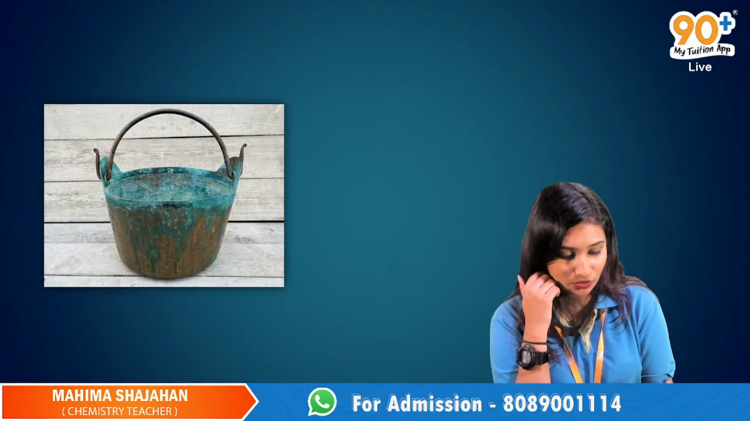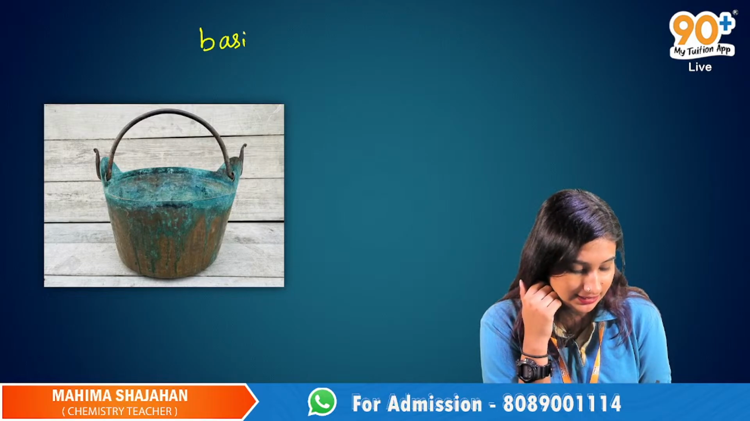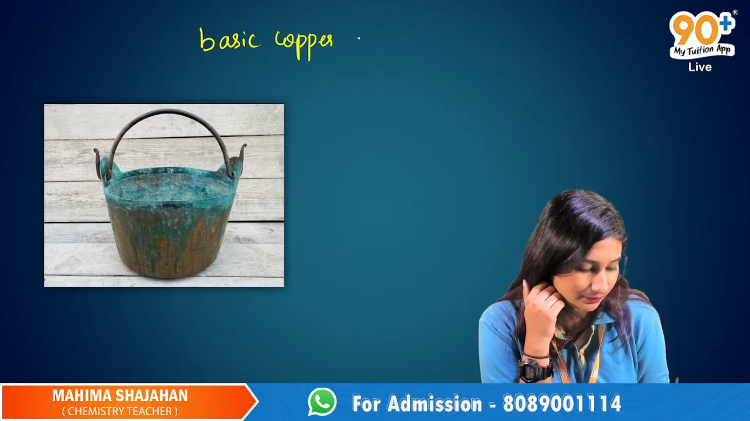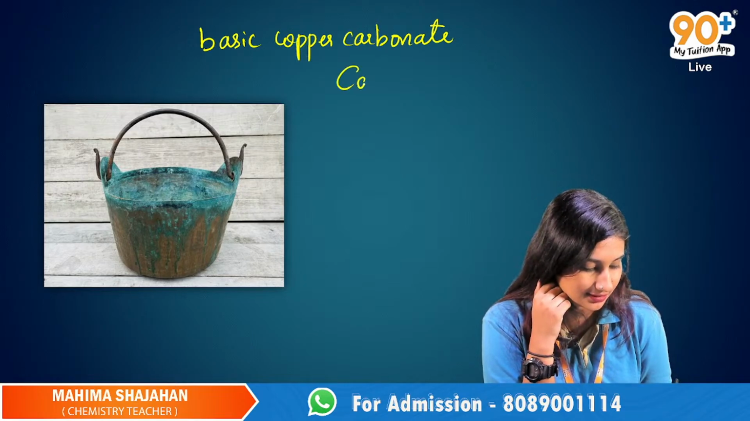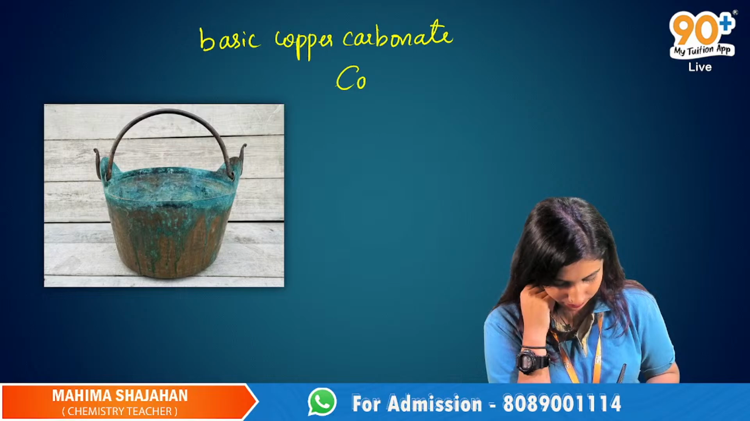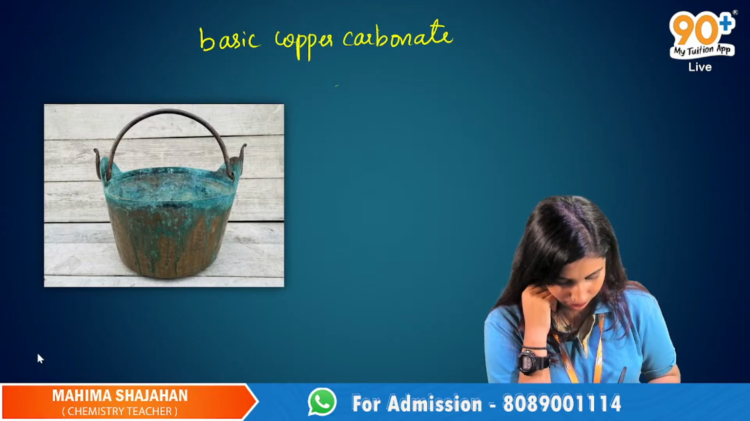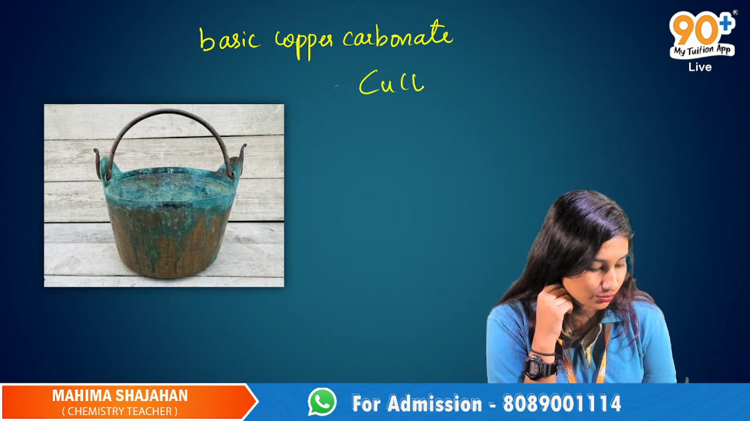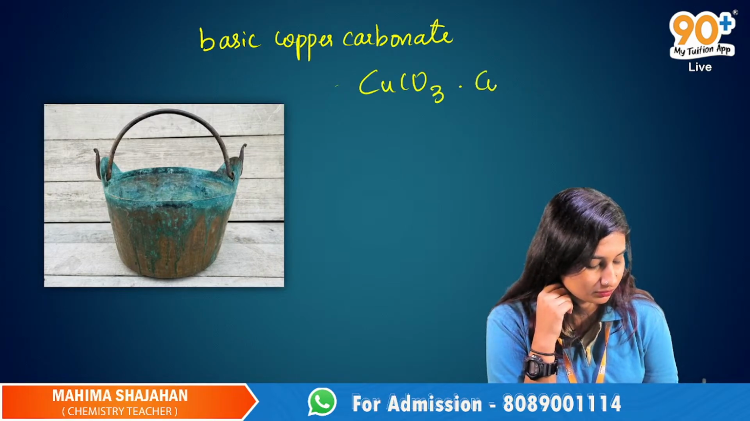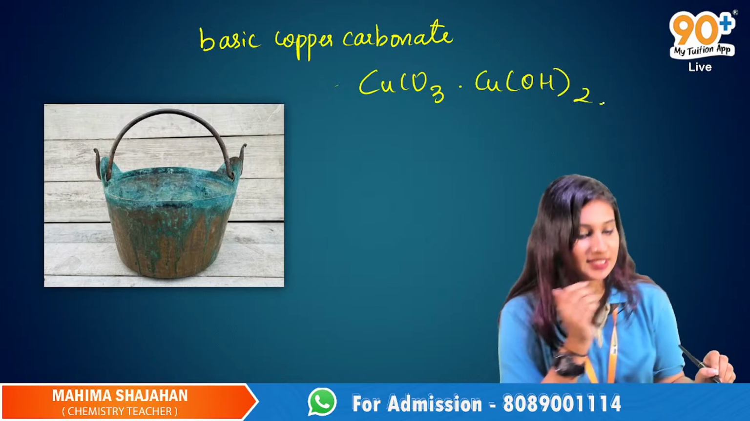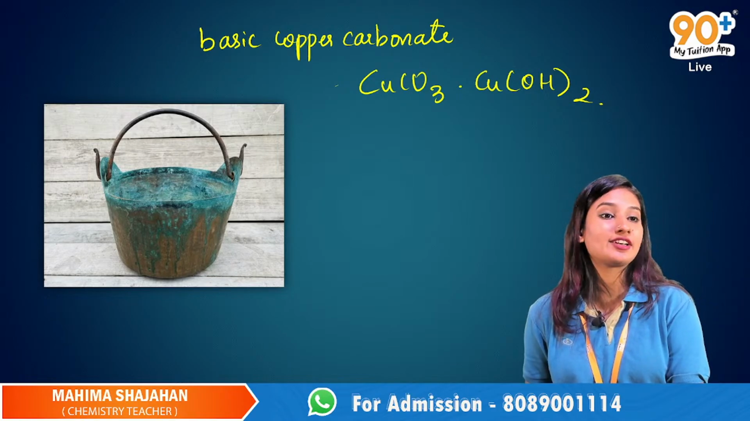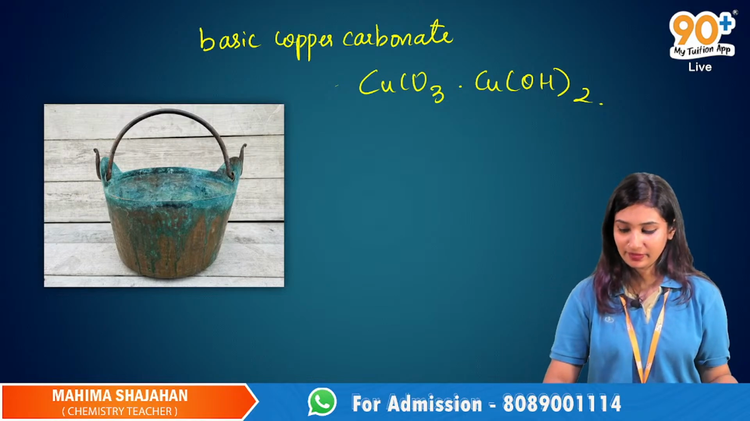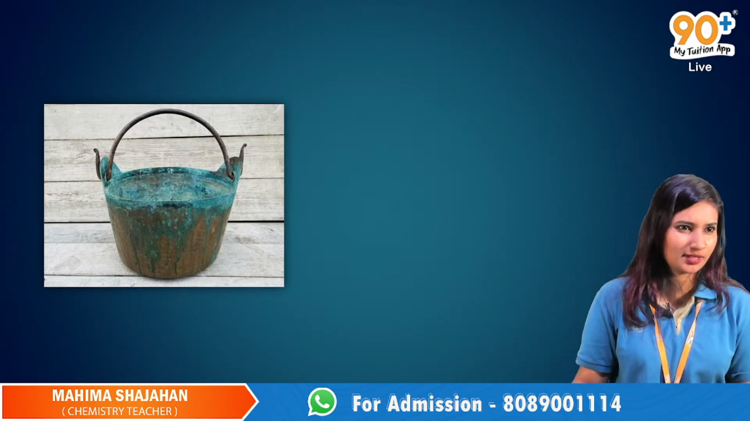I'll write it here. It will get converted into basic copper carbonate. Basic copper carbonate is represented like this. Cu. Yes, this is basic copper carbonate. It gets converted into basic copper carbonate. This is the reaction happening. So, is it clear? That's corrosion of copper. Is it clear?